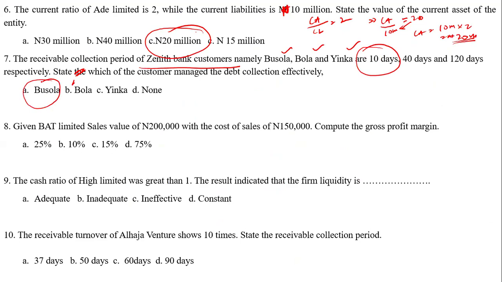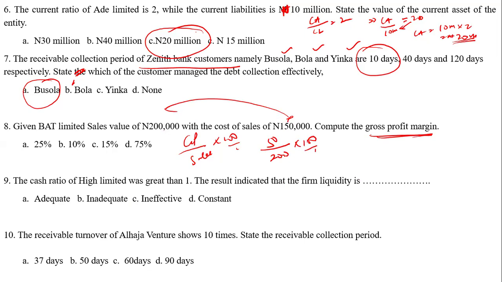Now, given VAT Limited sales value of 200,000 and cost of sales of 150,000, compute the gross profit. Simple. Remember, here we are asked for gross profit margin. So that is gross profit over sales times 100 over 1. What do I have? Gross profit is the difference between these two, which is 50,000 divided by 200,000 times 100. Simple. 0 cancels 0, 0 cancels 0. So 2 into 1, 2 into 5. So we just have 25%. What I told you, so you can see me, I still love my mathematics. I told you, calculator will do it straightforward.